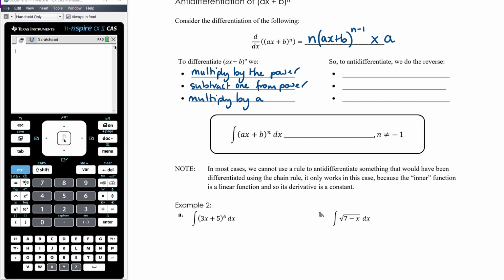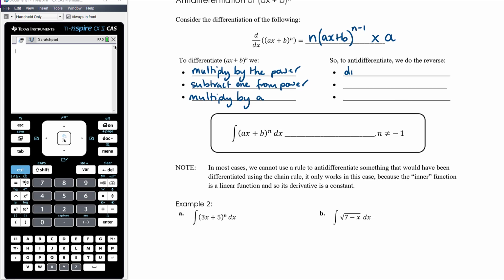Okay, so to anti-differentiate, we're going to reverse this process. And remember, it's not just doing the opposite steps, but it's also doing them in the reverse order. So the first thing to think through is that we're going to divide by a. Then we're going to be adding 1 to the power. And then we're going to be dividing by the new power. So we just divide by the power, but because we've added 1 to the power before that step, we're dividing by what is now a new power, n plus 1.